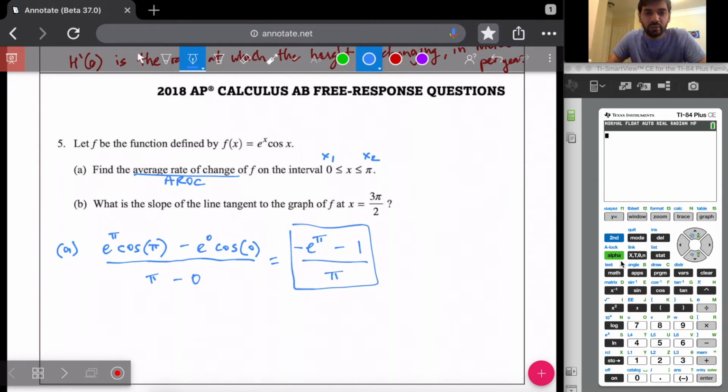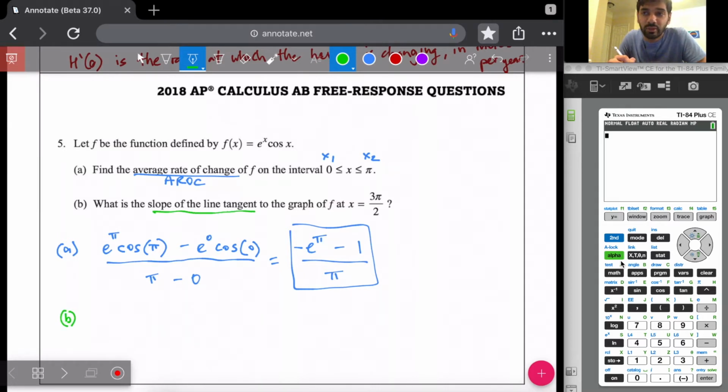And there's the average rate of change. Nice and clean. You don't need to simplify it further. You could leave it in terms of e and pi. Don't waste your time typing it into the calculator. All right, part B here asks us to find the slope of the tangent line.